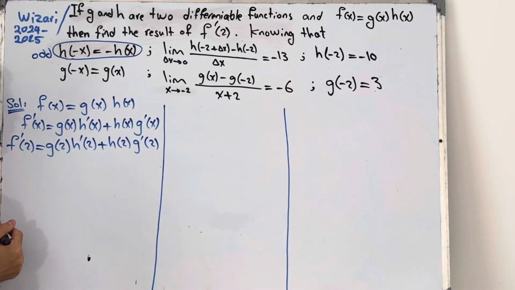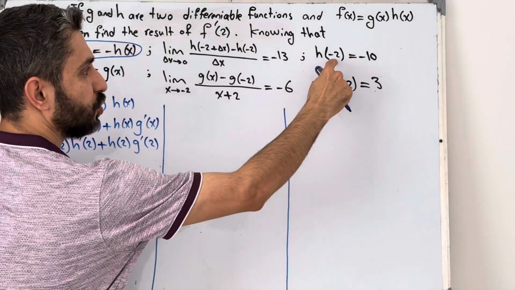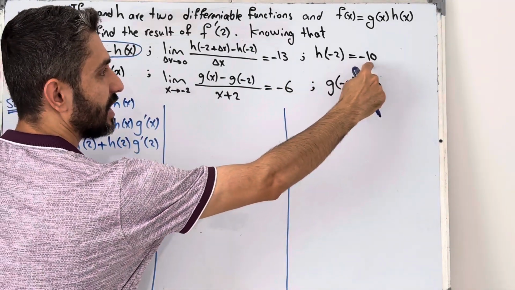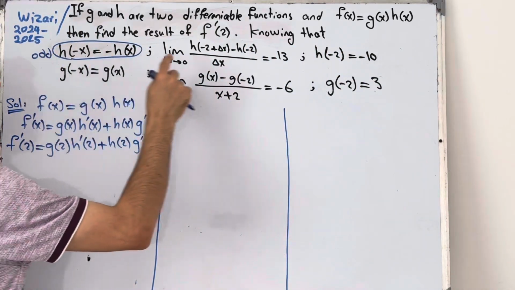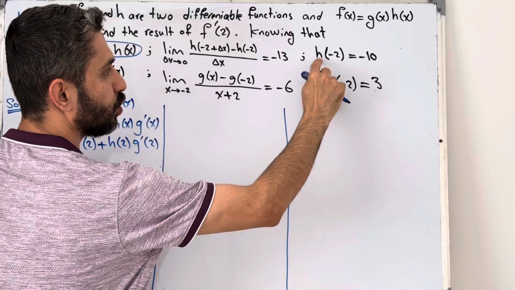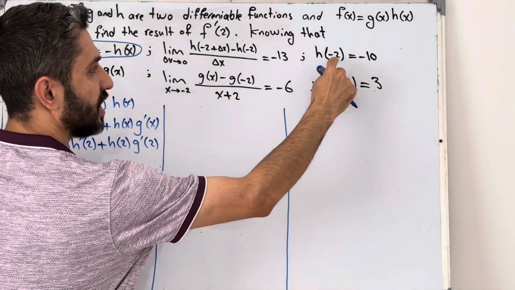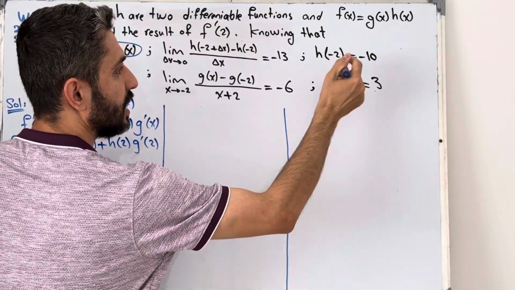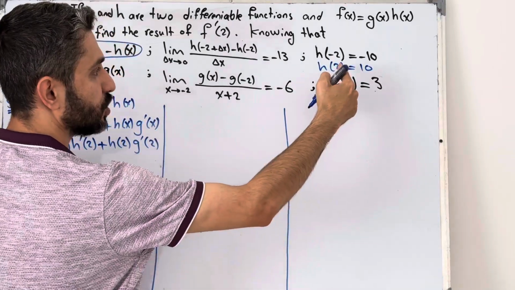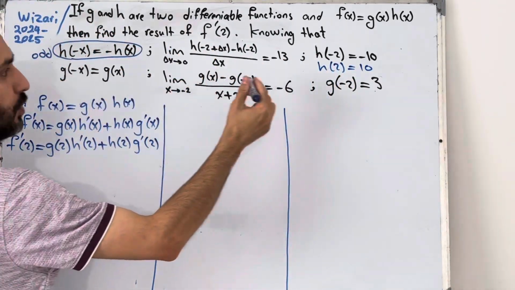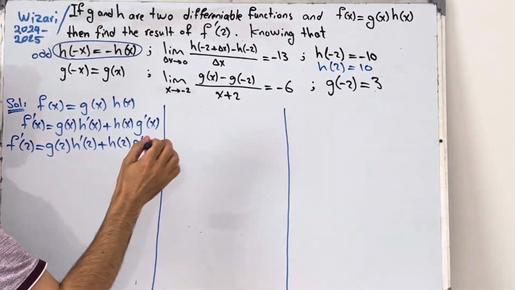In an odd function, we have to change the sign of x and y. So negative 2 is x here and negative 10 is y. Since h is odd, we have to change both, because we don't want h of negative 2. We want h of 2. So if h of negative 2 equals negative 10, then h of 2 is equal to positive 10, because in an odd function, we change the sign of x and y. Now I have h of 2.